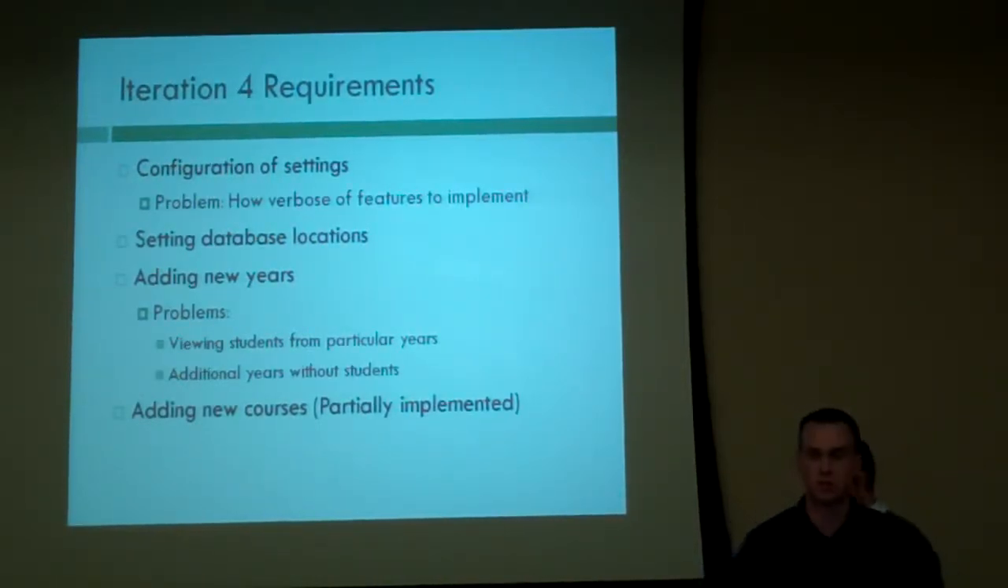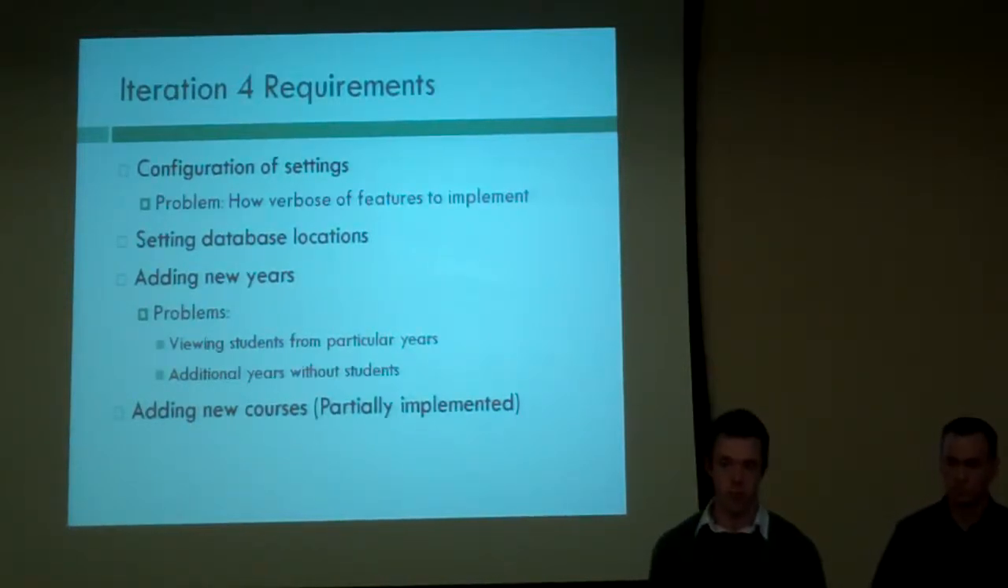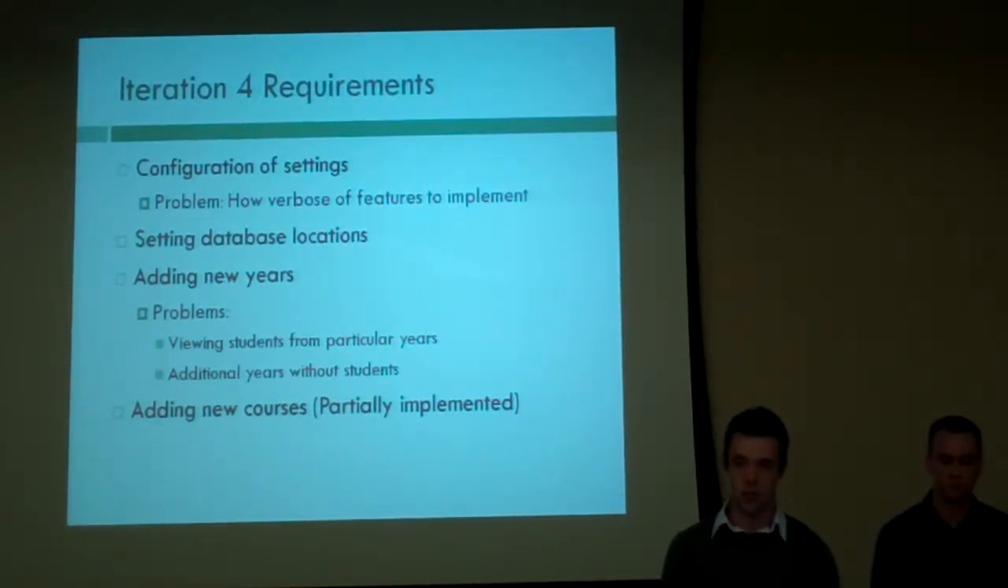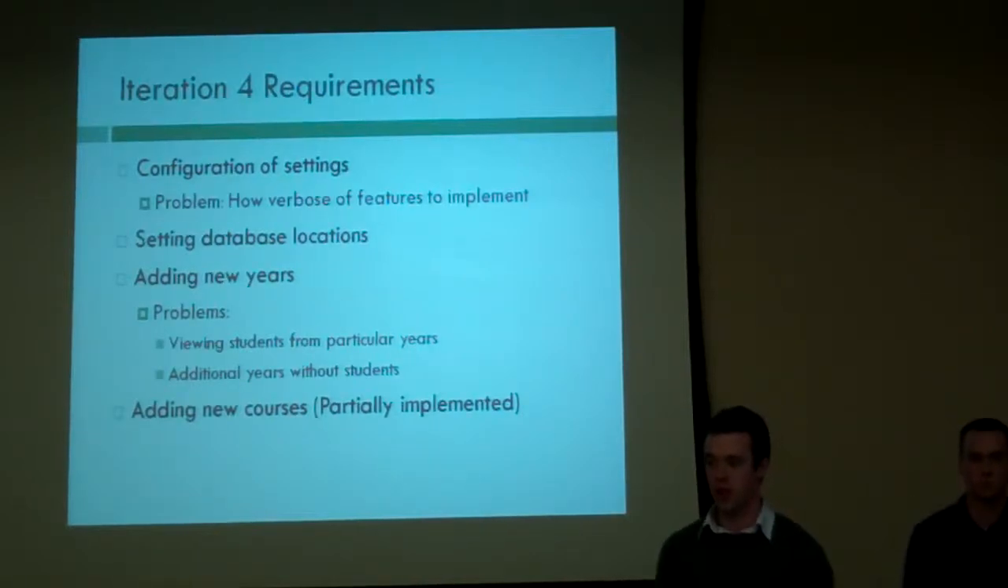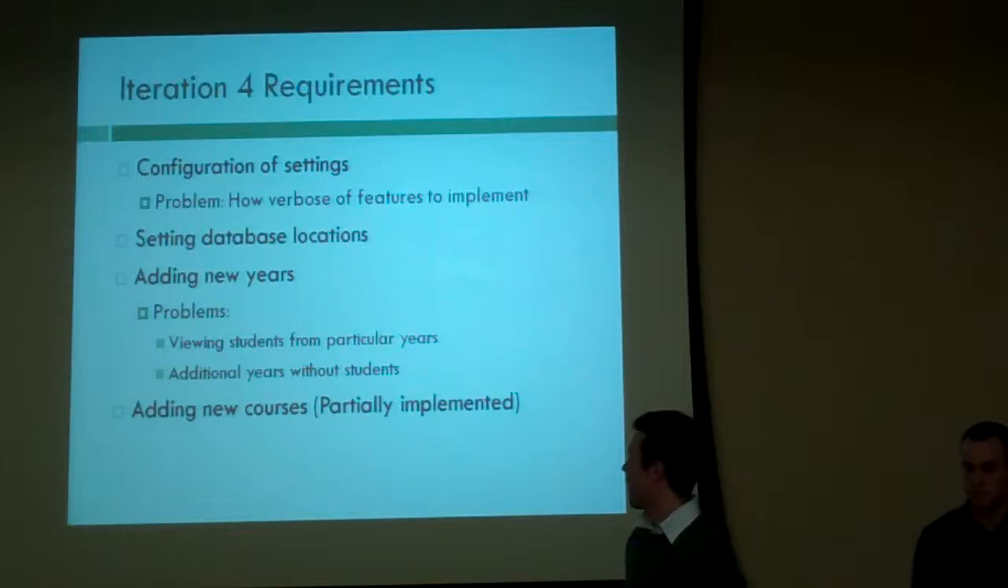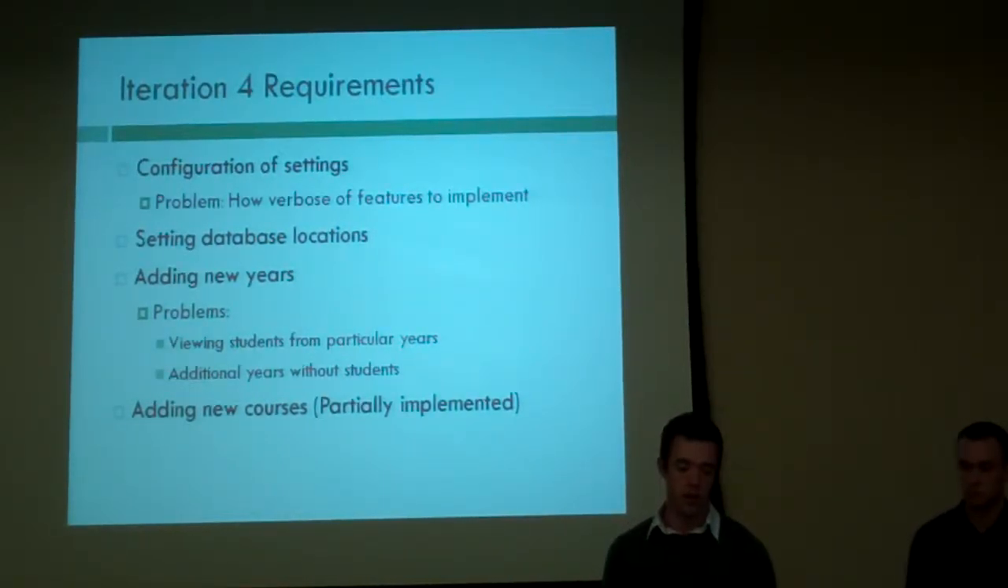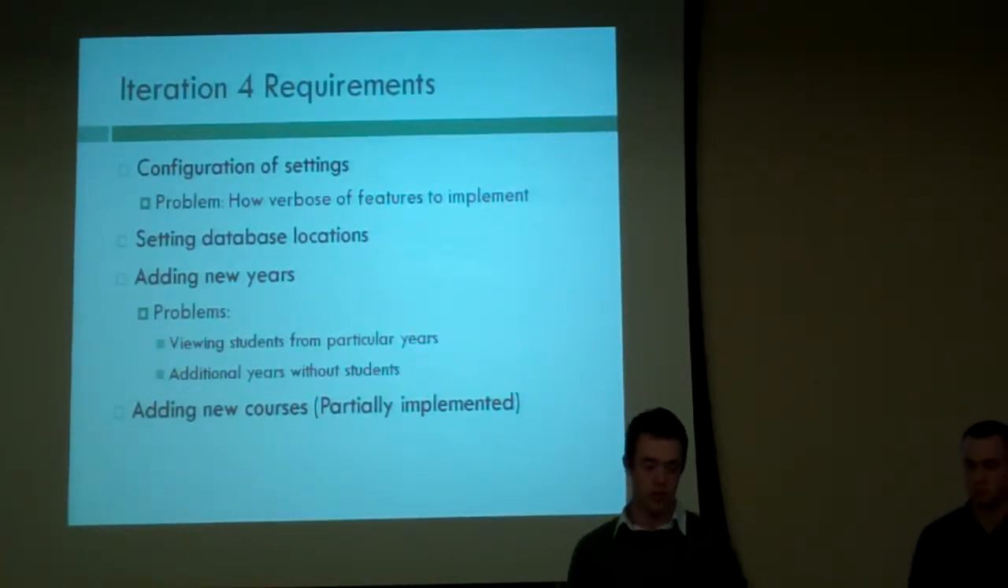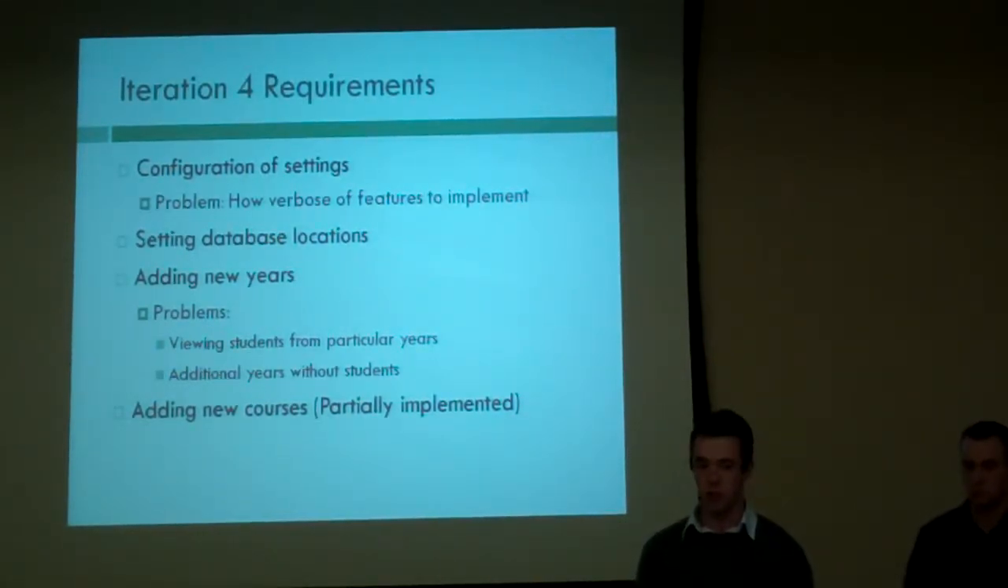And then Andrew will continue on iteration 4. So iteration 4, our most recent iteration, the biggest requirement was just configuring and kind of future-proofing our application. So the biggest conceptual problem we had was how verbose the features to implement, how much configuration do we allow. We ended up just narrowing down to two of the most interesting features to the client, which was adding new years and adding new courses, so that you can continue adding new years of students as well as any new courses that are in there, or change out the courses that are in there.